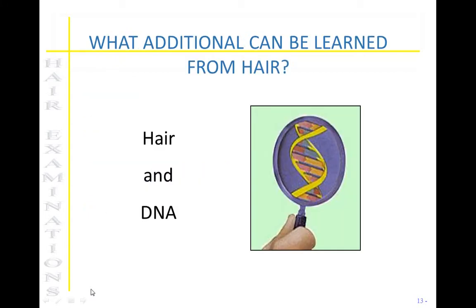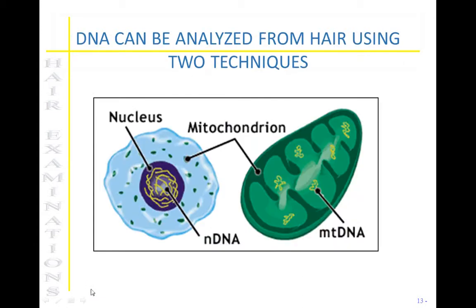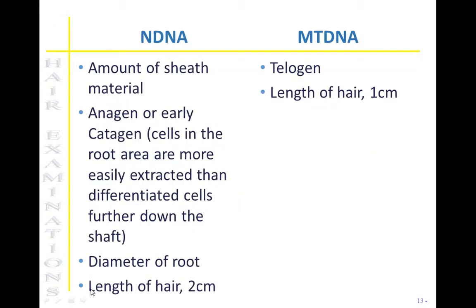In addition to microscopic examinations, hairs can also be examined for DNA. Remember from our DNA discussions, there are two different techniques that can be used to obtain a DNA profile. Both of these can be used on hair samples, either nuclear DNA or mitochondrial DNA. Depending on the hair itself, the analyst will choose to do either nuclear DNA or mitochondrial DNA.